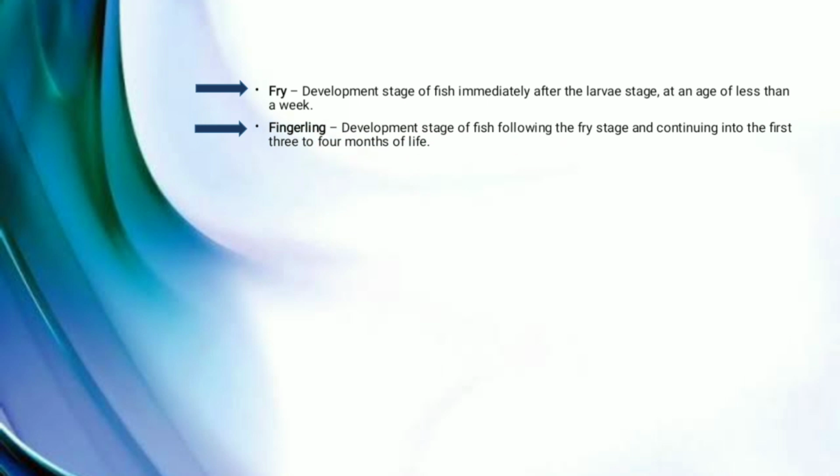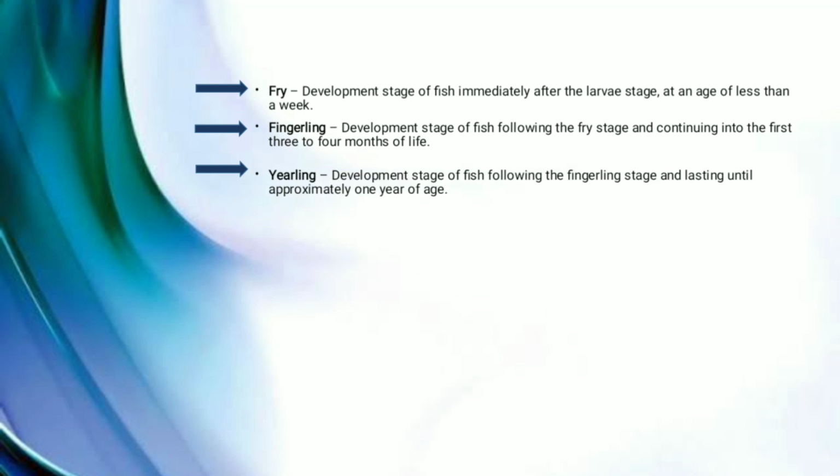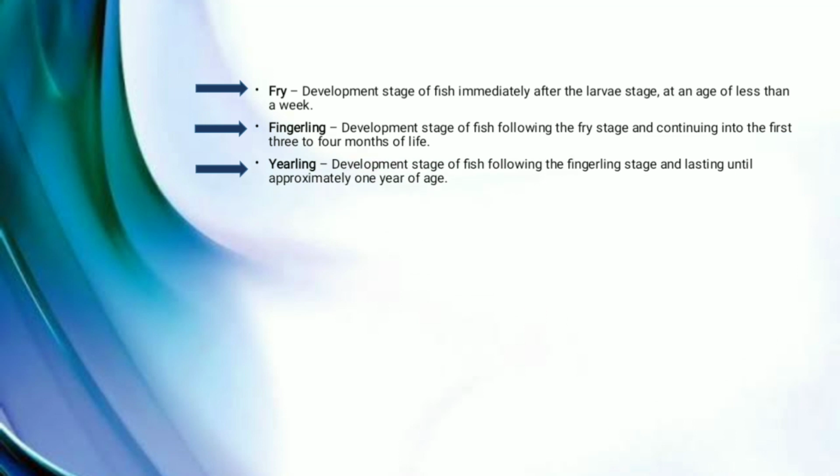Next is the fingerling. It is a developmental stage of fish following the fry stage. After the fry stage, there comes the fingerling stage. The first 3 to 4 months of life of a fish is called the fingerling stage. That can be a 3 to 4 inch or 5 inch fish. Next, yearling, a developmental stage of fish. As suggested by its name, yearling means a one-year-old fish, or a fish more than 12 months old, is called a yearling.